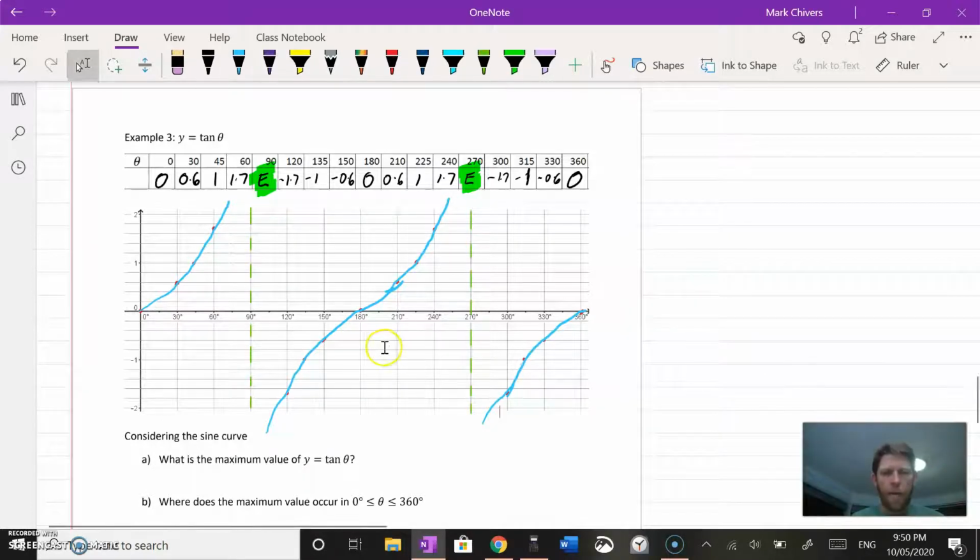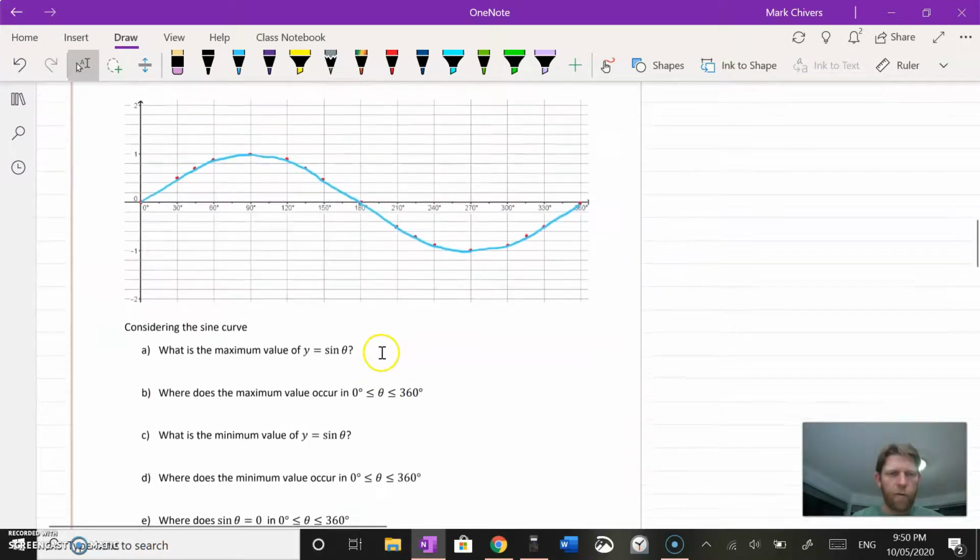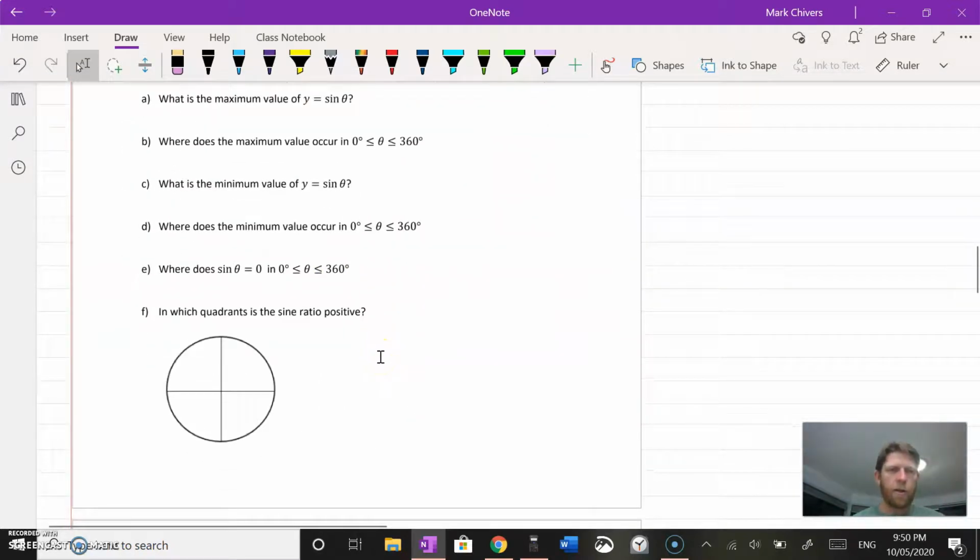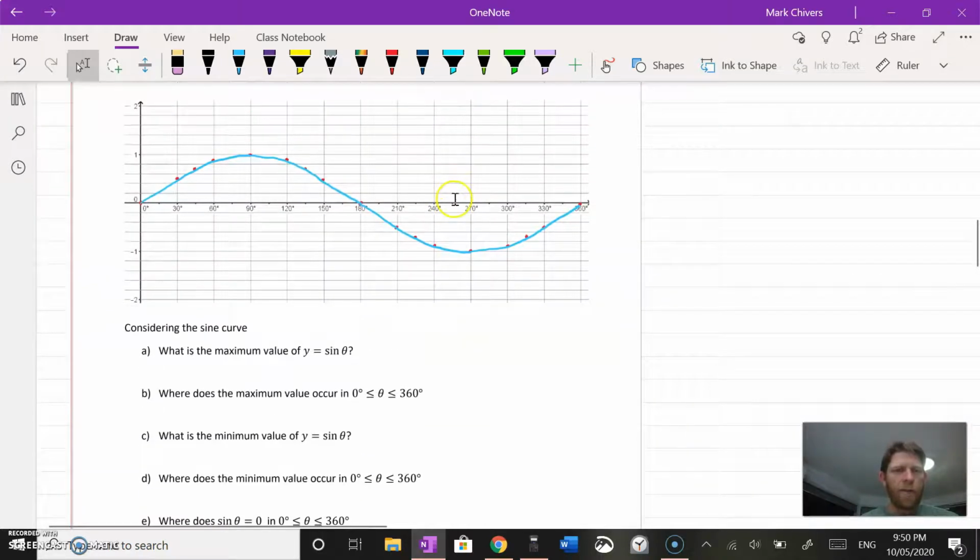So that's how the tan ratio looks. So if we go through these questions, which I'll go through as quick as I possibly can, what's the maximum value for sine theta? Well, it never gets any higher than 1. Where does the maximum occur? Well, that occurs at 90 degrees. At 90 degrees, we're up at the value of 1. What is the minimum value? Well, that's down at -1, and that occurs at 270 degrees.